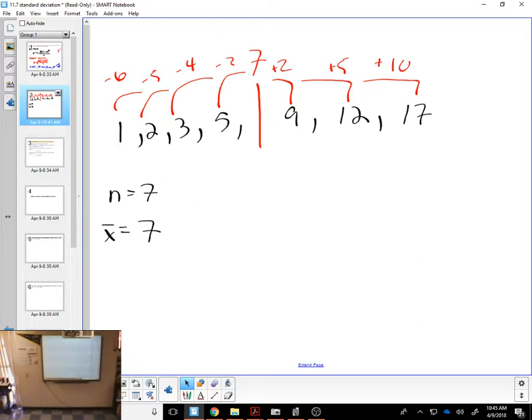x bar is 7, right? Now, everyone knows how to find an average, correct? Okay, go. Find me an average of the distances, please. All the distances are there. How do you find an average? Add them up and divide by n. So you have to take -5 plus -6 plus -4 plus -2 plus 2 plus 5 plus 10. Would they count as actual negatives? Yeah, they are negative distances, right?